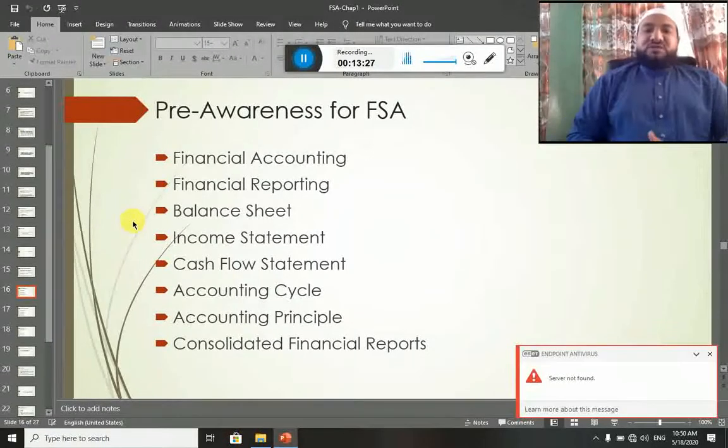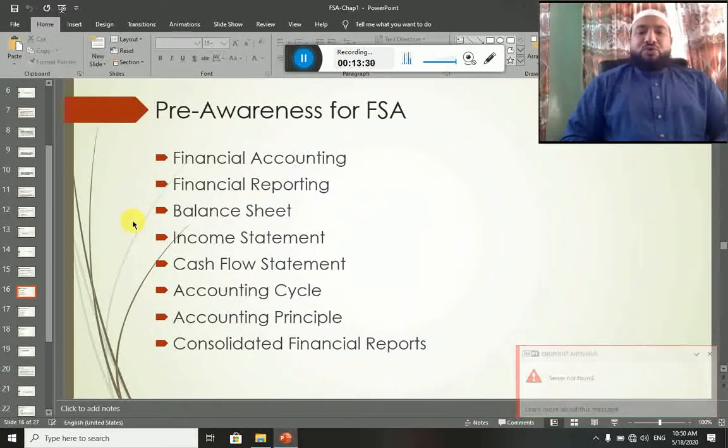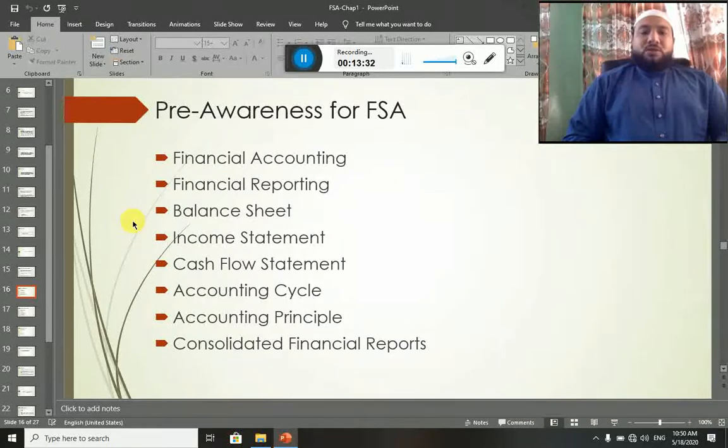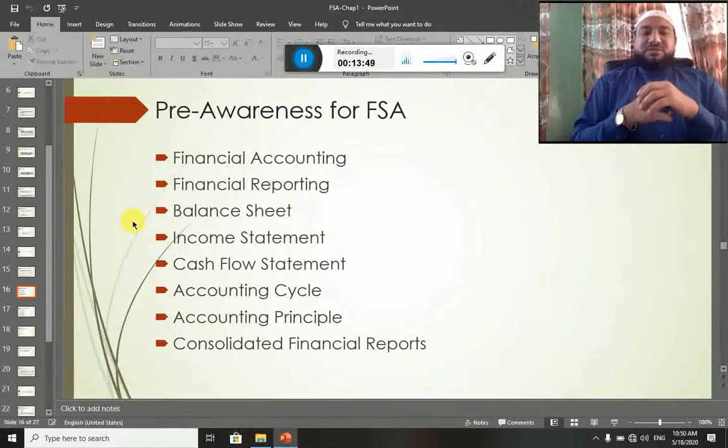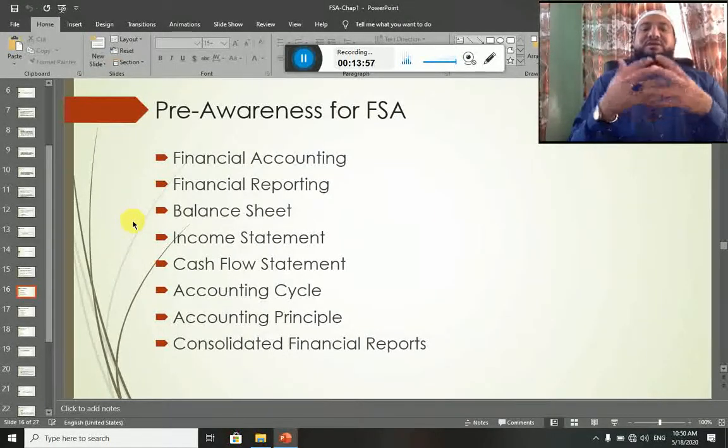Pre-awareness of financial statements analysis means: before we carry out financial statements analysis, what should we know, right? What information should we have? What knowledge should we have? Then we are able to analyze the financial statements and make good use of the analysis of the financial statements to reach problem solving and decision making.